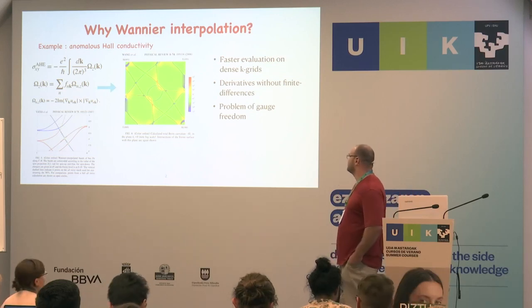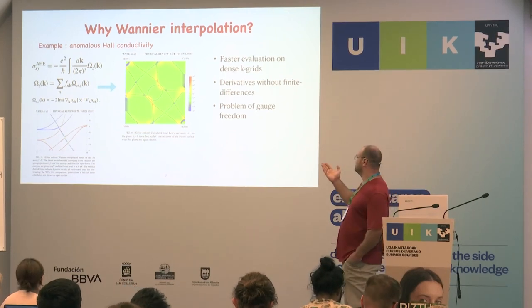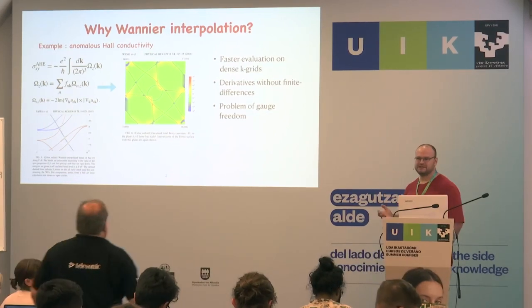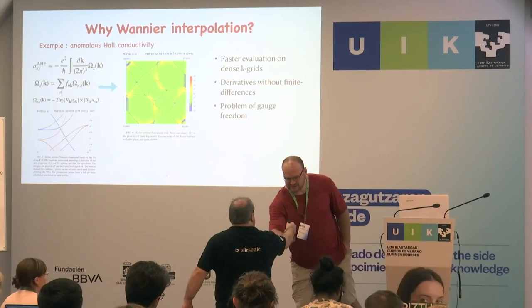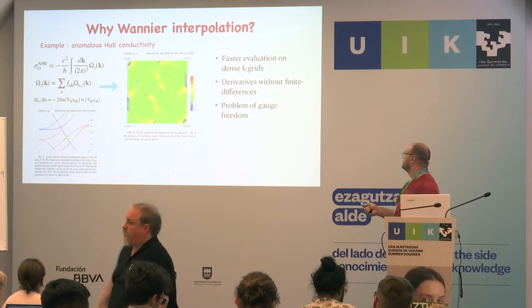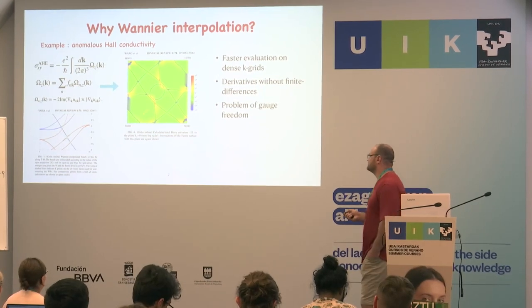Consider we can compute anomalous Hall effect as an integral of Berry curvature. If you look at the map of this Berry curvature, you see something like this. You see very sharp hotspots somewhere near degeneracies. So wild points and whatever things can happen in the band structure.